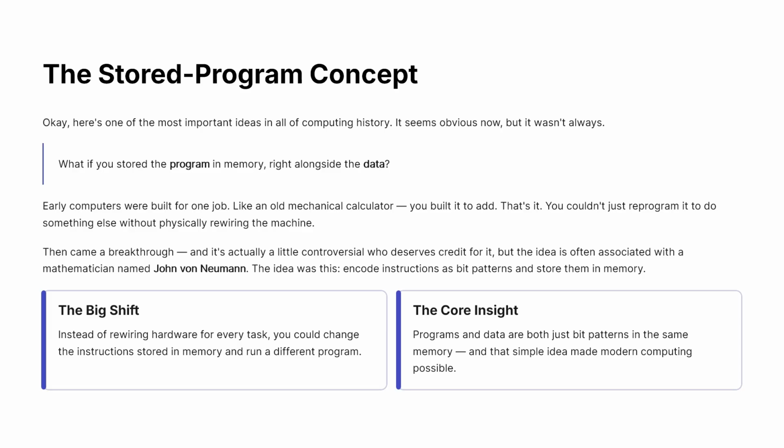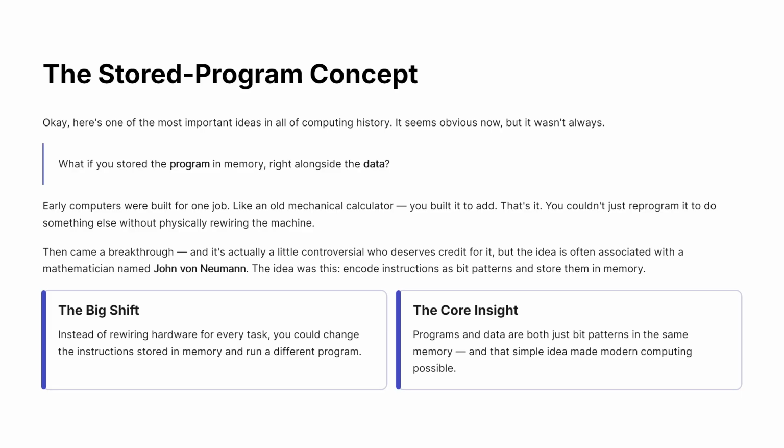Instead of the instructions being baked into the hardware, you encode them as bit patterns and put them in memory. Then, the CPU reads the instructions from memory, one by one, and executes them. To run a different program, you just change what's in memory. No rewiring required. This is called the stored program concept, and it's literally the foundation of every computer that exists today. Your laptop, your phone, your smart fridge, they all work this way.